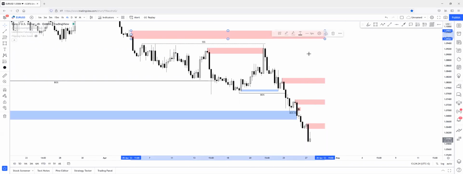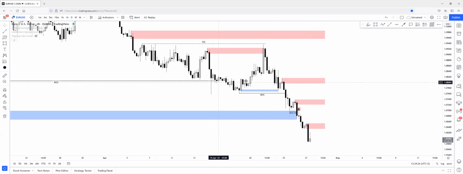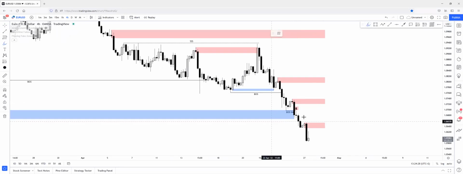Right here, perfectly lined up. Okay. So the last recent weekly breakout structure has happened by this 4-hour zone. What can we expect after a weekly breakout structure?